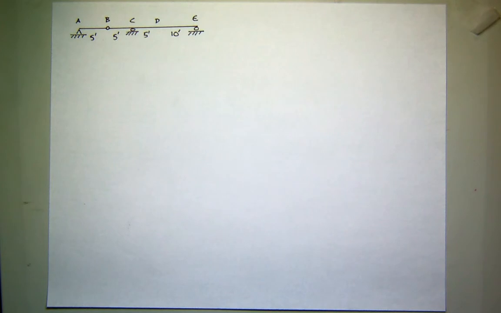All right, so let's try this one. So we're going to draw the influence line for the... Well, I don't remember what we were drawing the influence line for. The positive moment at D. Positive moment at D. Yeah, next one.